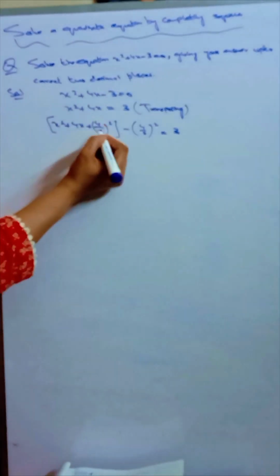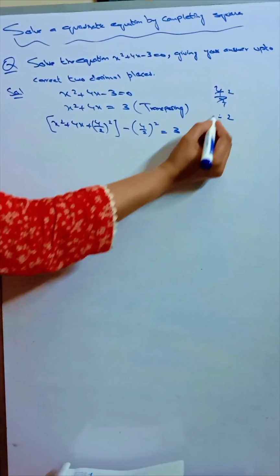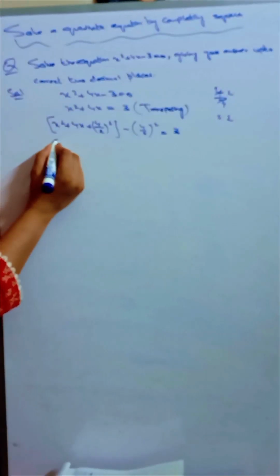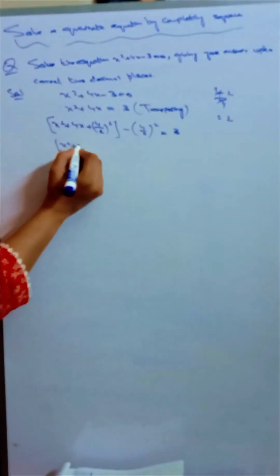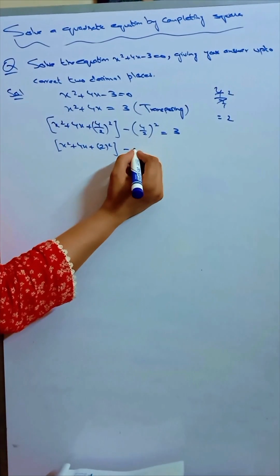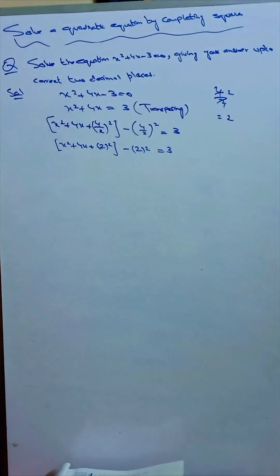Any problem here? Same process, just a little bit different. As you solve it, 4 by 2 means 2 multiplied by 2 is 4. Answer is 2. Alright? So we will solve it in the next step. It becomes x square plus 4x plus 2 whole square minus 2 whole square equals to 3. I hope it's very much clear to you. Any problem here? I hope not. Now solve it.